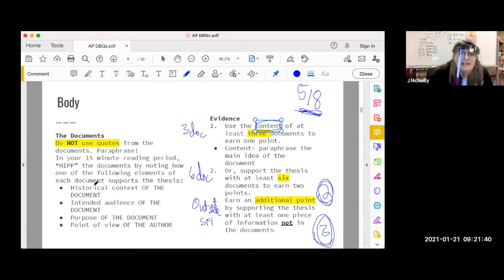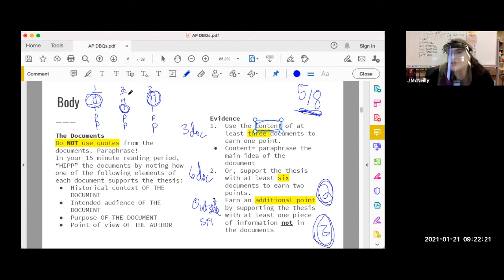HIP stands for historical context, intended audience, purpose, and point of view. Now, you don't need to do all of these for each document. It's not like, oh, document 1, I got to do H and I and P and P, or document 2, same thing. You can pick one of them. So let's say you use documents 1, 2, and 3 in your essay. For document 1, you do H. Yay, check mark. Document 2, you do I. Yay, check mark. Document 3, you do H again. Can you do that? Yes, you can. Okay, yay, you've done 3 separate documents for HIP.